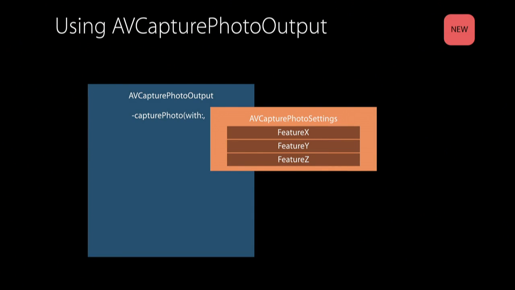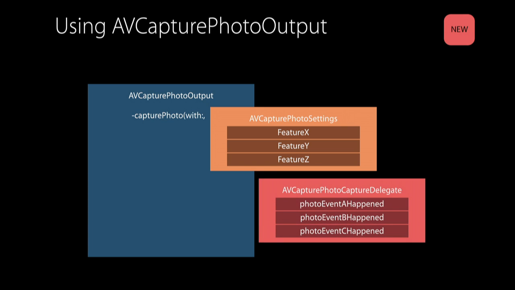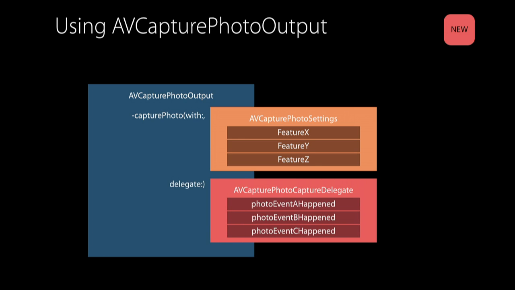And placing the order is like calling capturePhoto, passing the AVCapturePhotoSettings as your first parameter. Now, when you place an order online, the store needs your email address to communicate with you about your order. Within AVCapturePhotoOutput's world, the email address you provide is an object conforming to the AVCapturePhotoCaptureDelegate protocol. This delegate gets called back as events related to your photo capture occur. This object gets passed as your second parameter to capturePhoto.